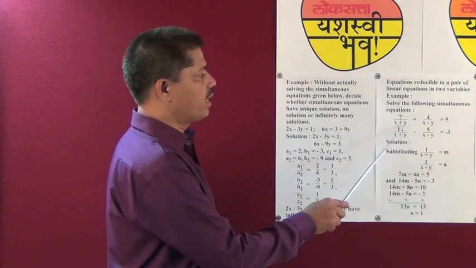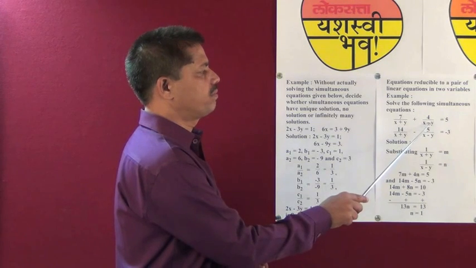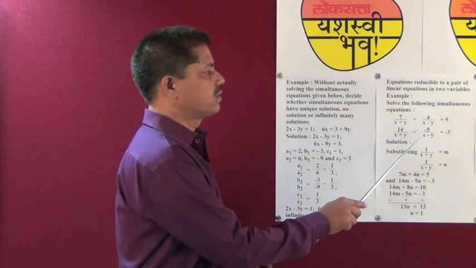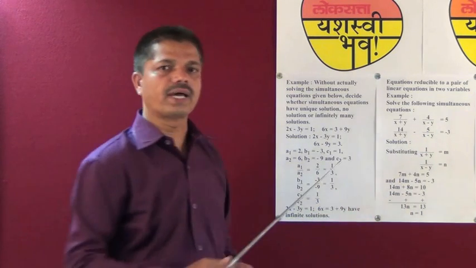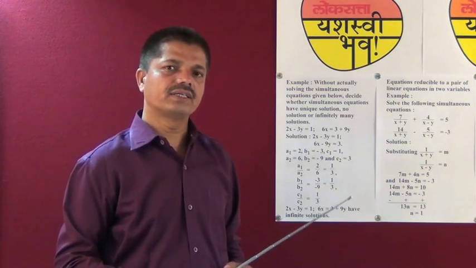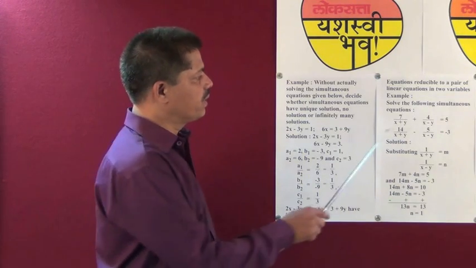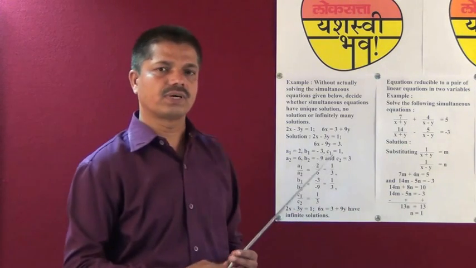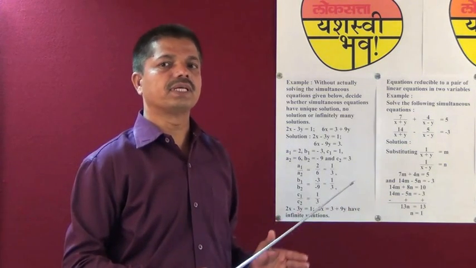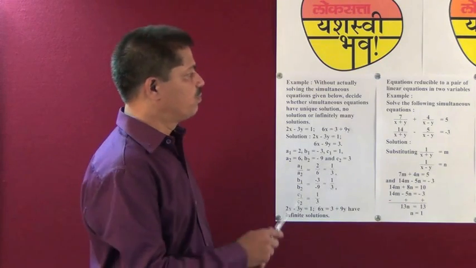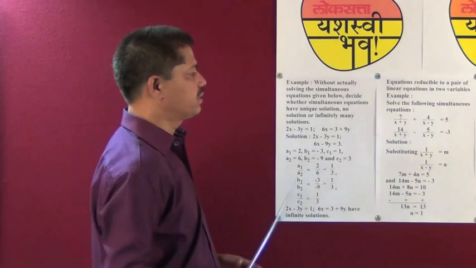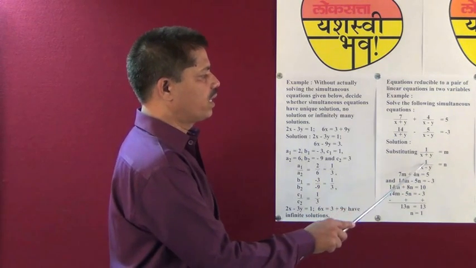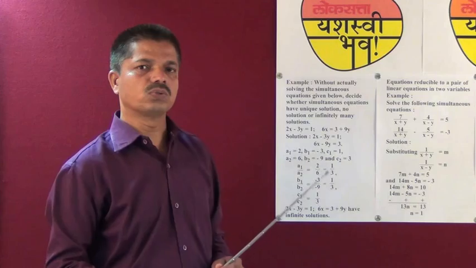7 upon x plus y plus 4 upon x minus y is equal to 5 and 14 upon x plus y minus 5 upon x minus y is equal to minus 3. Here you will find that the equations have x plus y and x minus y as denominators, instead of simply x and y. Now here we do a substitution. In this case, we will substitute 1 upon x plus y is equal to m and 1 upon x minus y is equal to n.